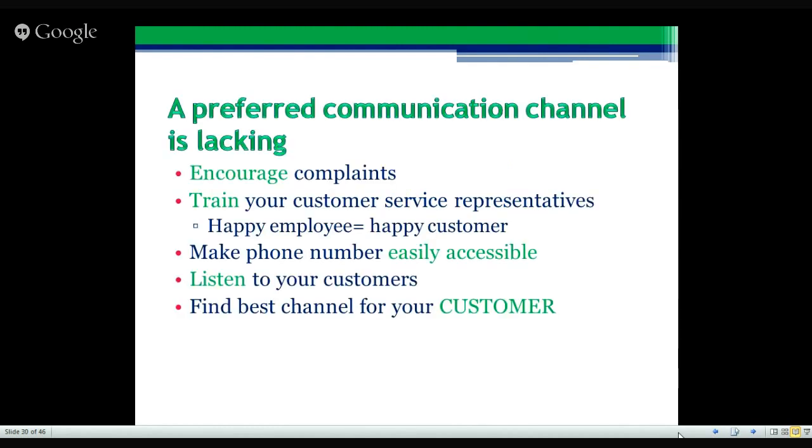So how do you remedy this? You encourage complaints. Again, train your customer service representatives on the phone. Happy employees equals happy customers. Make phone number easily accessible. Listen to your customer. And then the most important factor is find the best channel for your customer. If your customer is on the phone, then train your customer service representatives to be able to take calls instead of sending everyone through email.